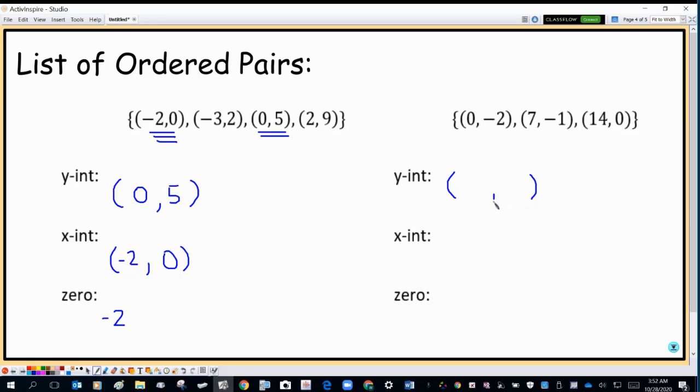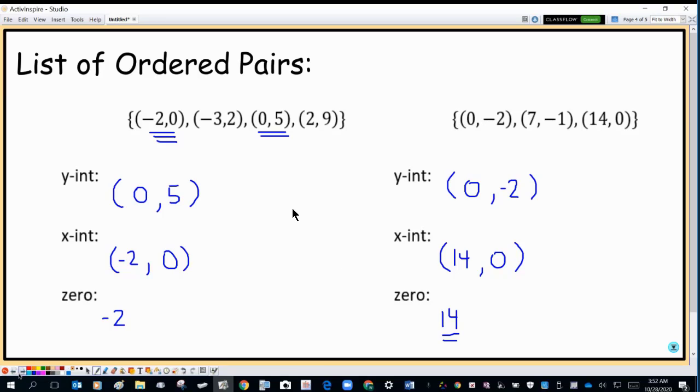Alright, let's find the y-intercept. Please remember 0 for the x, so we find it's going to be 0, -2. For the x-intercept, we always remember the 0 for y, so then we find the ordered pair to be 14, 0. And the 0 is always the first number there.